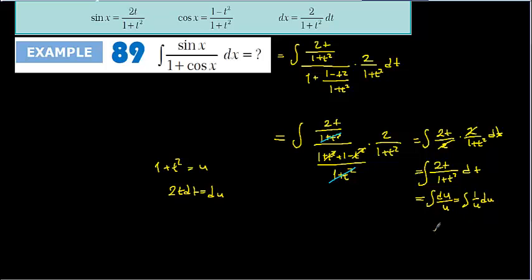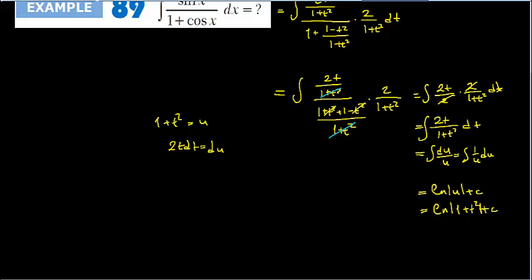If you remember, the integral of 1 over u du was ln absolute value of u plus c, and that's going to be equal to ln absolute value of 1 plus t squared plus c. And this is the last part now. Since t is equal to tangent x over 2, it's equal to ln of 1 plus tangent squared x over 2 plus c, which is the answer.